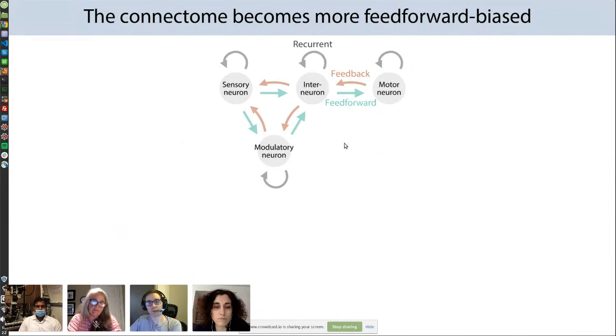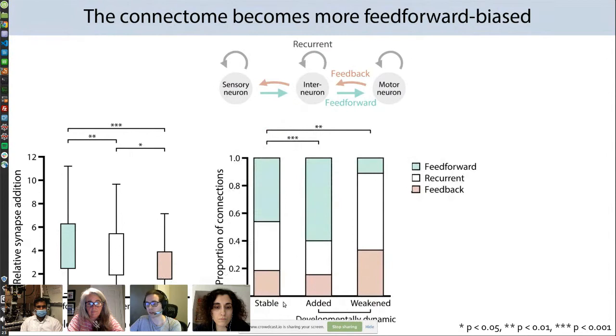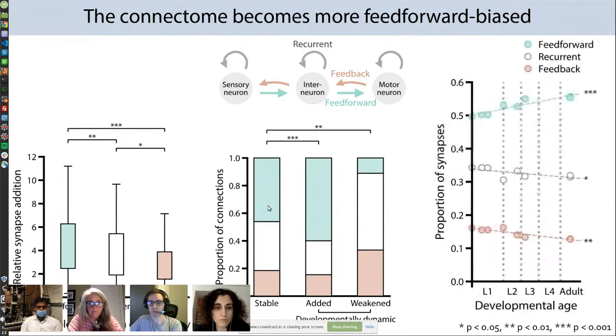And a network with more feed-forward connections is thought to be more reflexive, with a certain input consistently resulting in the same output. Interestingly, we found that across maturation, stable feed-forward connections were preferentially strengthened more than feedback connections. And additionally, new connections added during maturation were more likely to be feed-forward compared to stable connections. So together, this results in the connectome becoming increasingly more feed-forward biased.